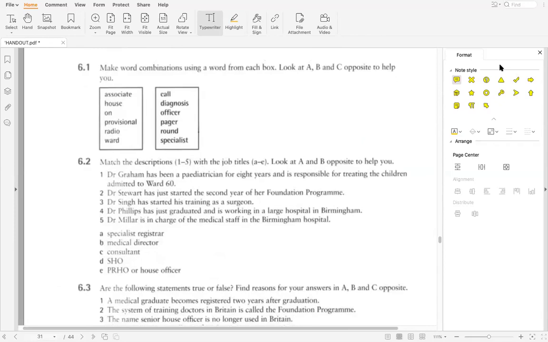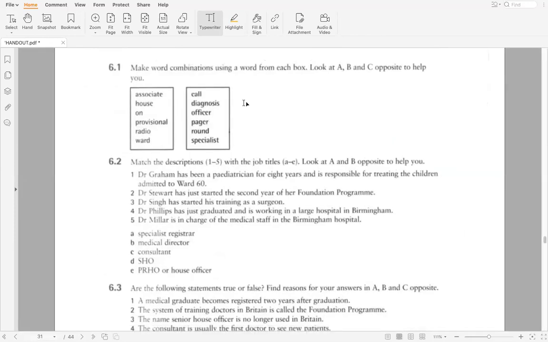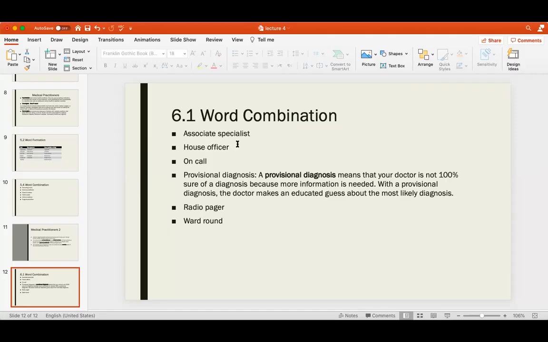Let's see the exercises on these words and new vocabulary we have taken today. Make word combinations using a word from each box. We have associate, house, on, provisional, radio, and ward. We have call, diagnosis, officer, pager, round, and specialist. We say associate specialist and house officer.